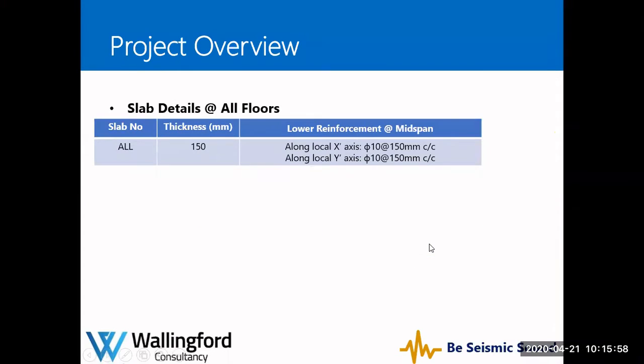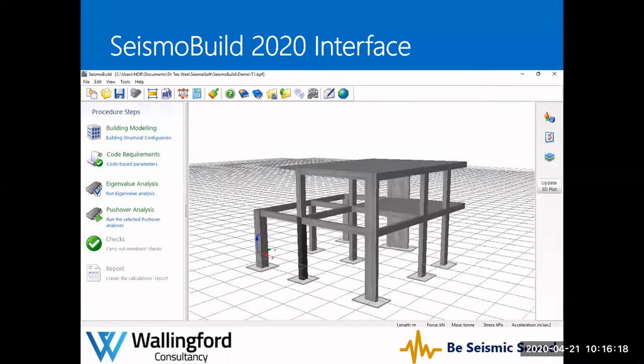After the beam, we'll go into the slab detail. Slab detail again is going to be very similar. The slab detail is going to be the same. Thickness is 150 millimeter, and the reinforcement detail in the X and Y axis will be 10 millimeter bars at 150 spacing, center to center. All right, this is a general layout.